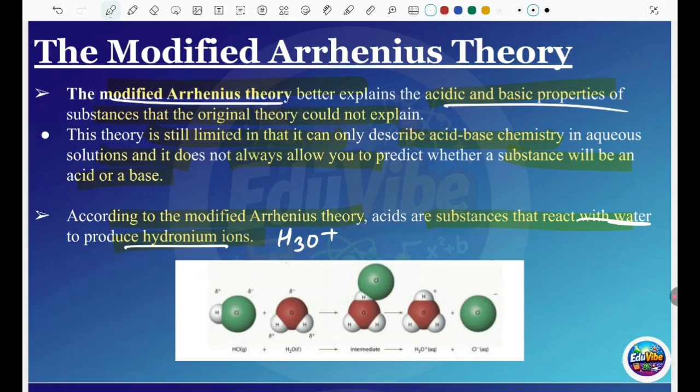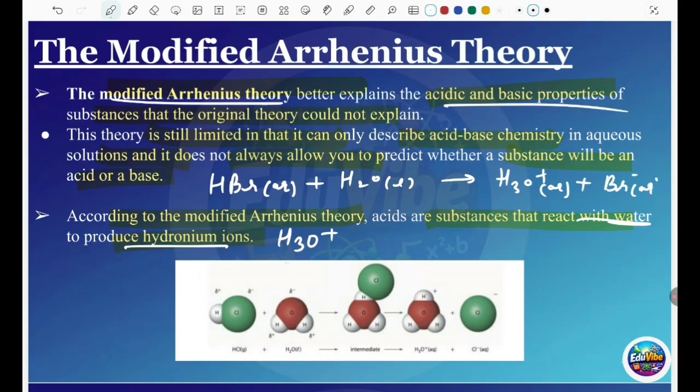For example, if I take HBr, which is a strong acid, plus I react it with water, I will get hydronium ions plus Br minus. That's the way to write the modified Arrhenius theory equation, and we'll discuss that later on the slides. But this is very important to know.